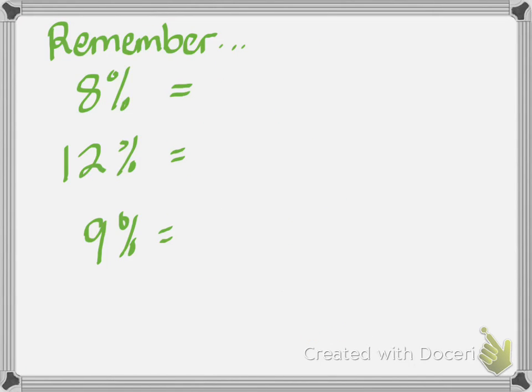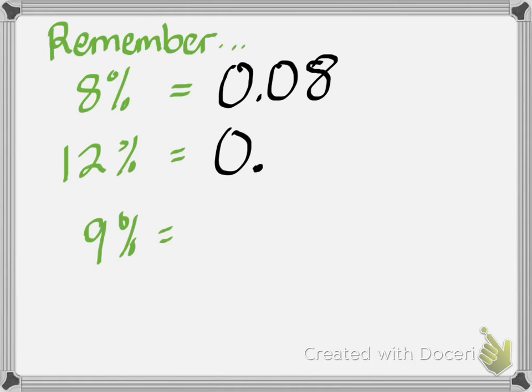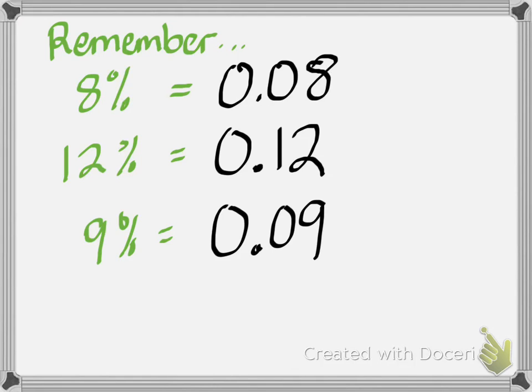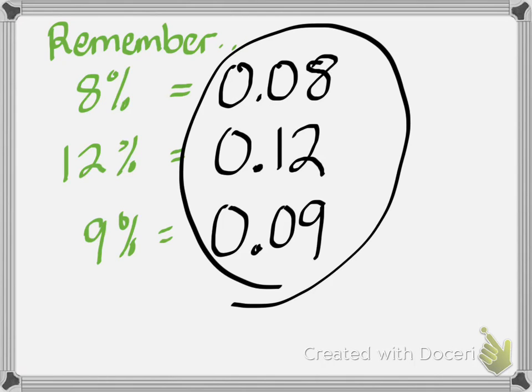Just a heads up to remember, tomorrow you're going to need to use this in class. As a decimal, 8% is 8 hundredths, so we have to put the 8 in the hundredths place. 12% is 12 hundredths. And 9% is 9 hundredths, so we write it like this, as 9 hundredths. In class tomorrow, you're going to learn another strategy for solving these types of problems, and it will require you to use the decimal parts.